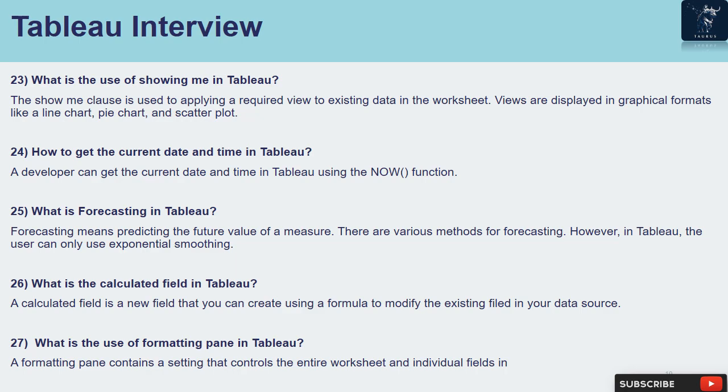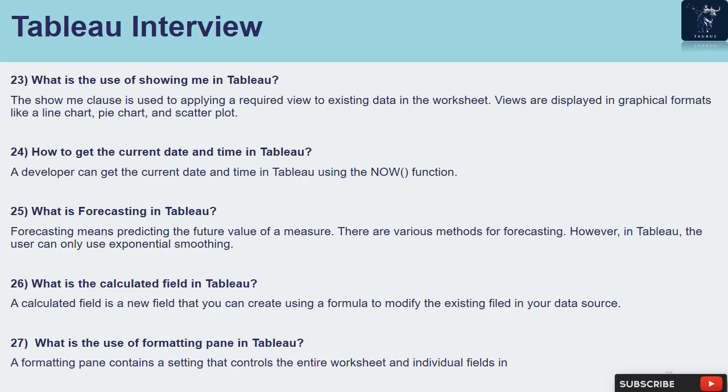25. What is forecasting in Tableau? Forecasting means predicting the future value of a measure. There are various methods for forecasting. However, in Tableau, the user can only use exponential smoothing. 26. What is the calculated field in Tableau? A calculated field is a new field that you can create using a formula to modify the existing field in your data source.